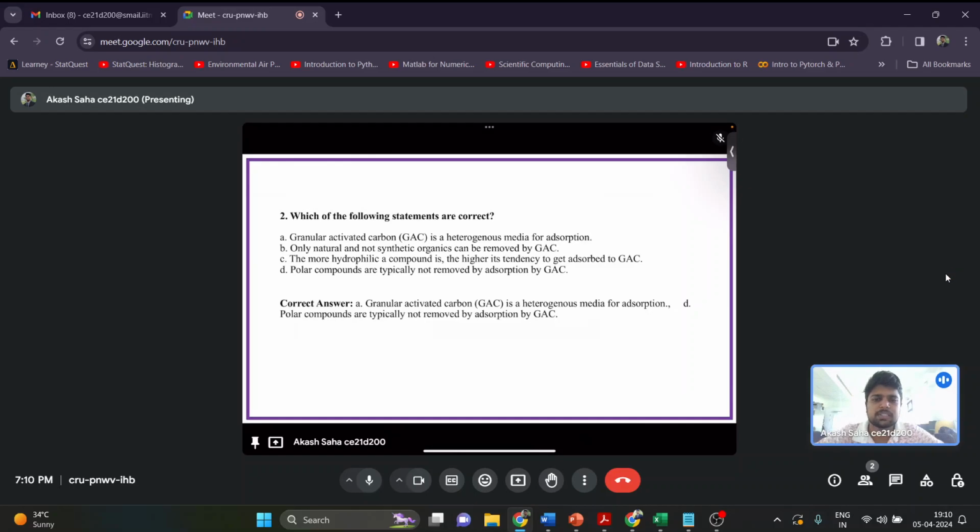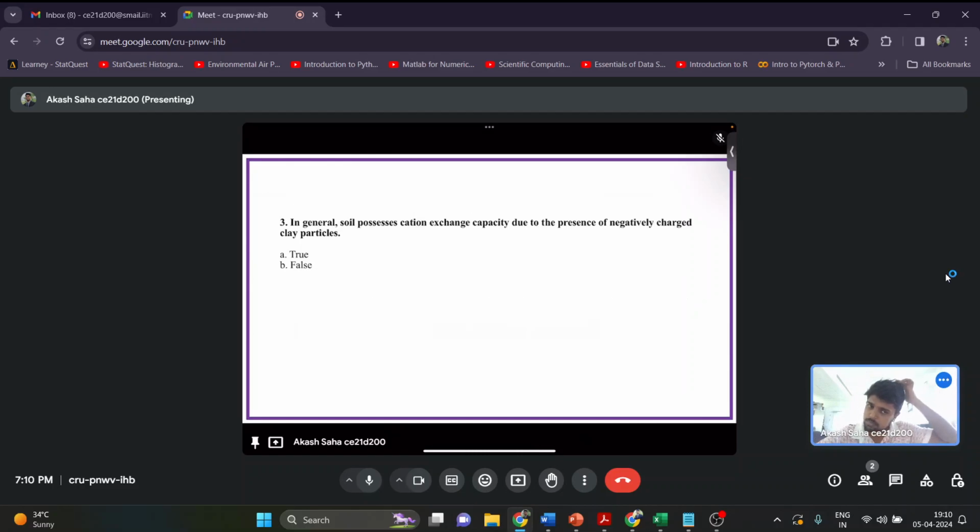Fine, I hope it is clear. We will move forward to the next question. Again, it's a true false type of question. It says that in general, soil possesses cation exchange capacity due to the presence of negatively charged clay particles. Is it true or false? Here we are talking about the soil, whether or not it contains any cation exchange capacity. The statement is regarding that, so we have to tell whether it's true or false.